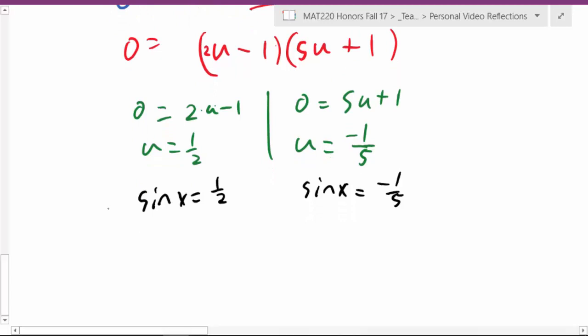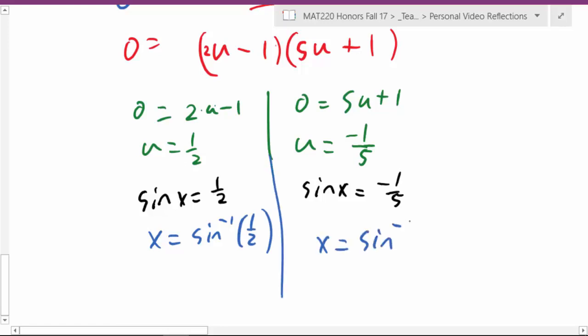Well, we do inverse sine of both sides, right? We do arc sine. So that's going to leave me with x on the left-hand side and arc sine of 1/2 on the right-hand side. And similarly, we're going to get x equals arc sine of negative 1/5. Now, you need to understand when it's okay to leave your answer just like this and when you're supposed to actually be able to simplify.